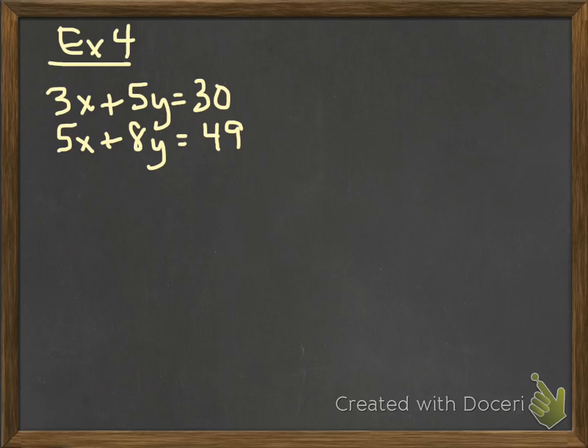Okay, the last example, first line is 3x plus 5y equals 30, and the second line is 5x plus 8y equals 49. It doesn't actually really matter which one we try to cancel out. We can cancel out the x's or the y's. I'm going to do the x's only because the numbers are smaller. So what I'm going to do is multiply the top one by 5.